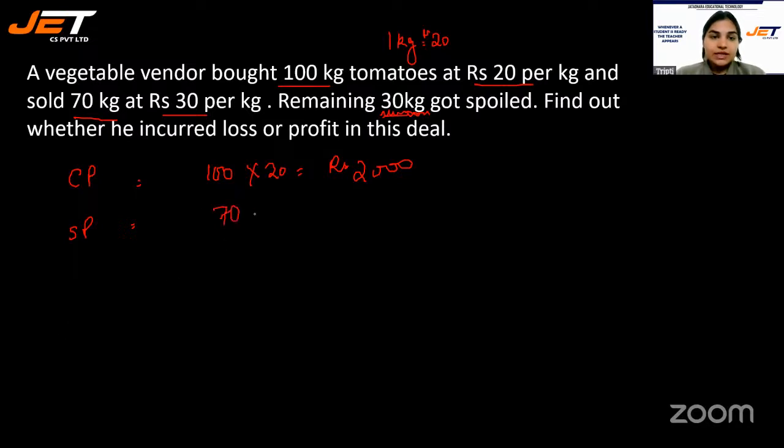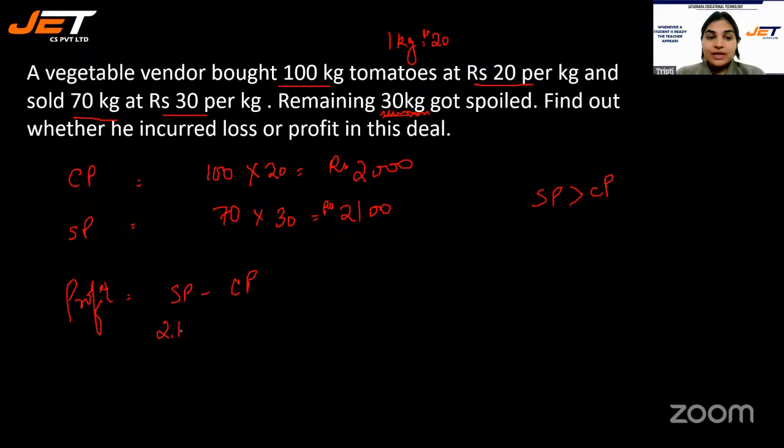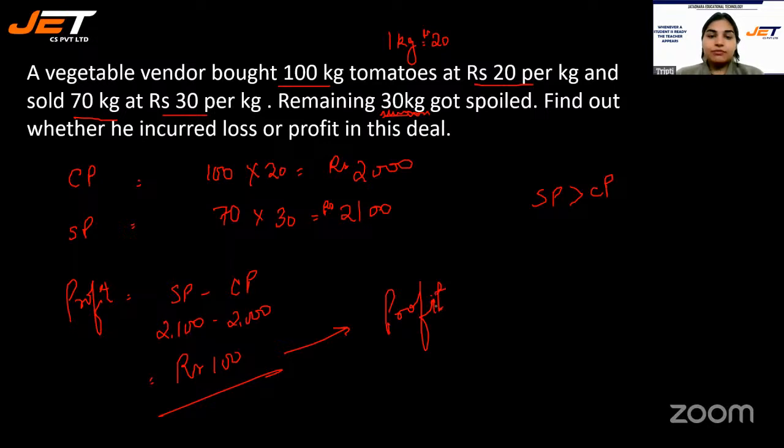He sold 70 kilograms at rupees 30 per kg. That means 7 times 3 is 21, two zeros, 2,100 rupees is the selling price. So here I can see selling price is more than the cost price, and if selling price is more than the cost price, it's a profit. So selling price minus cost price, that is 2,100 minus 2,000, which is equal to 100 rupees. There is a profit of 100 rupees.